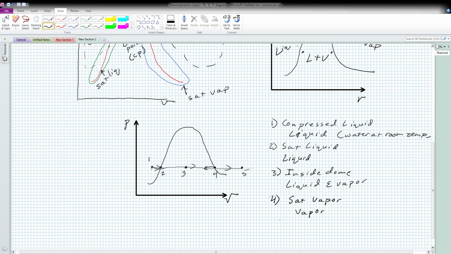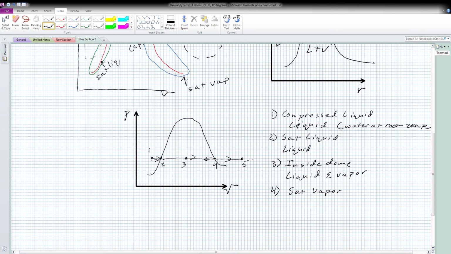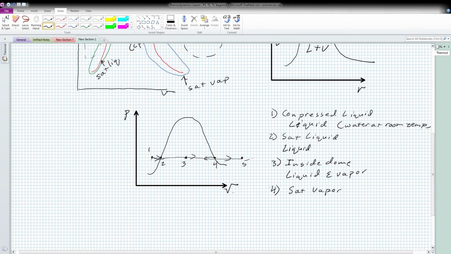Okay, next is point 5. Point 5 is called superheated vapor. At this point, you are vapor and you are very hot. You have to remove a substantial amount of energy to even get back to where you can change phases. So this is superheated steam running through the ducts in a ventilation system, for example.